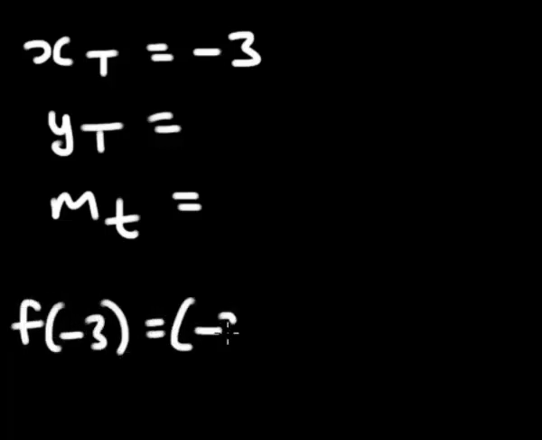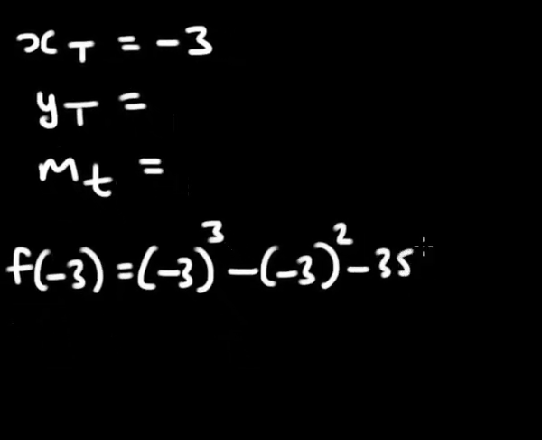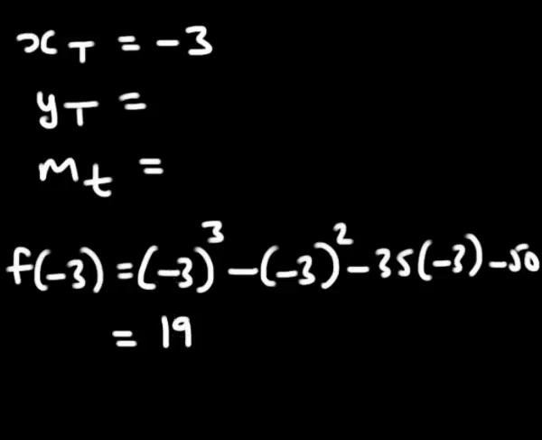Now go back into the original cubic. That's x cubed minus x squared minus 35x minus 50. Now if we work that out in the calculator, it comes to 19. You can just do it directly and you get the y value. So this is the y of the point of tangent C.